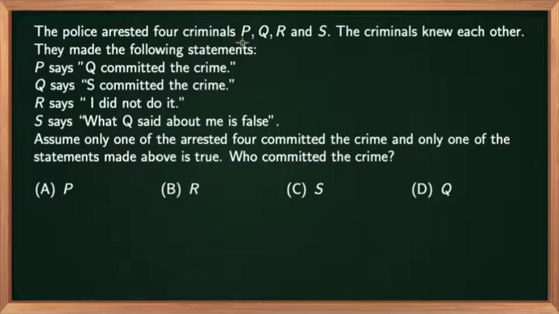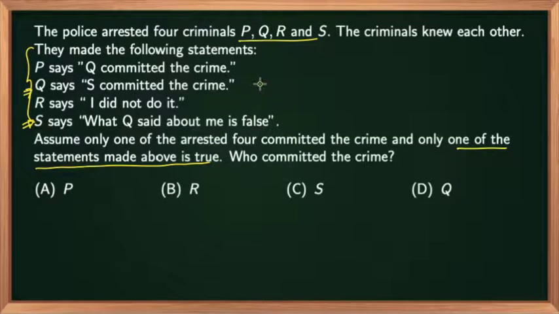It says we have four criminals and they knew each other and they have made some statements. Assume one of the arrested four committed the crime and only one of the statements made above is true. Okay, so you should understand that only one of the statements made is true. So if you see the statements by Q and S, it's already given that only one statement is true.